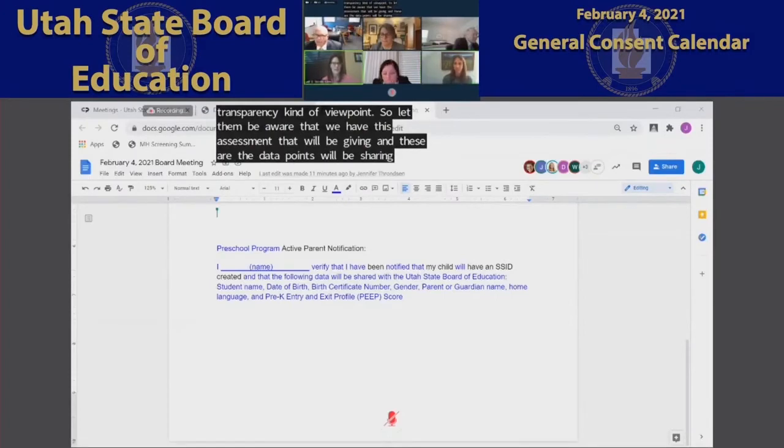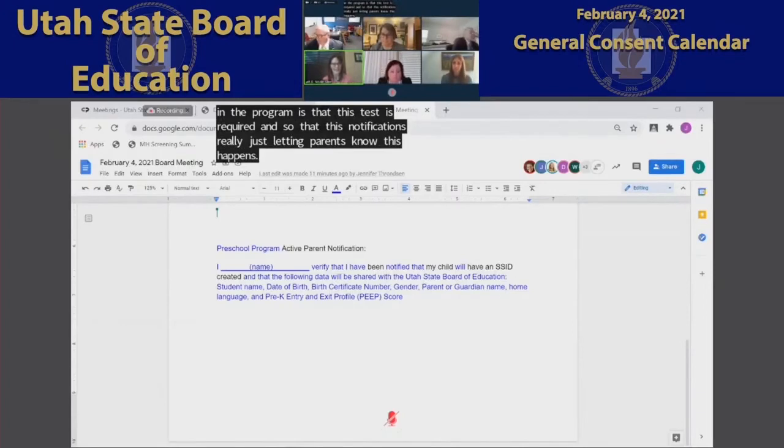Okay. I guess my concern was that they think they're signing their child up for a private school, which they don't typically think has anything to do with government data collection, right?